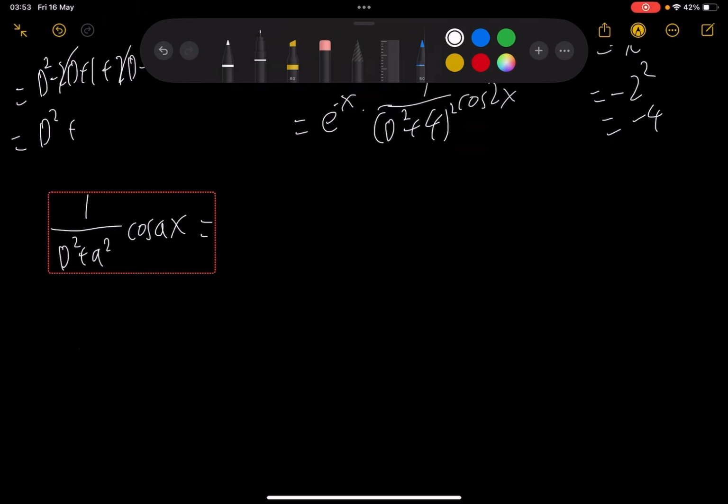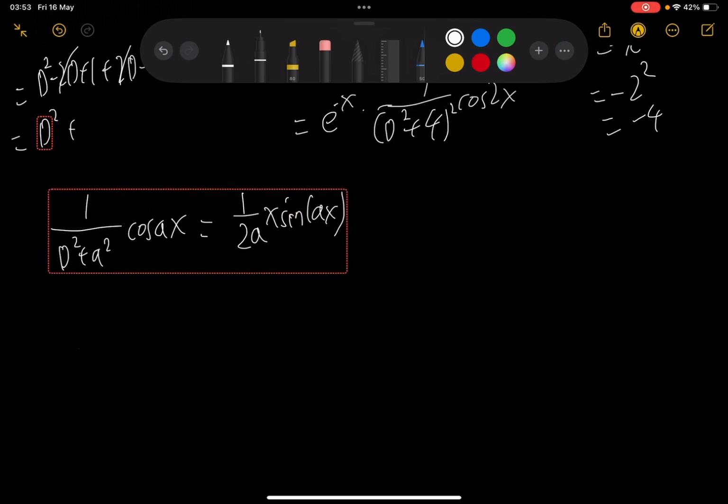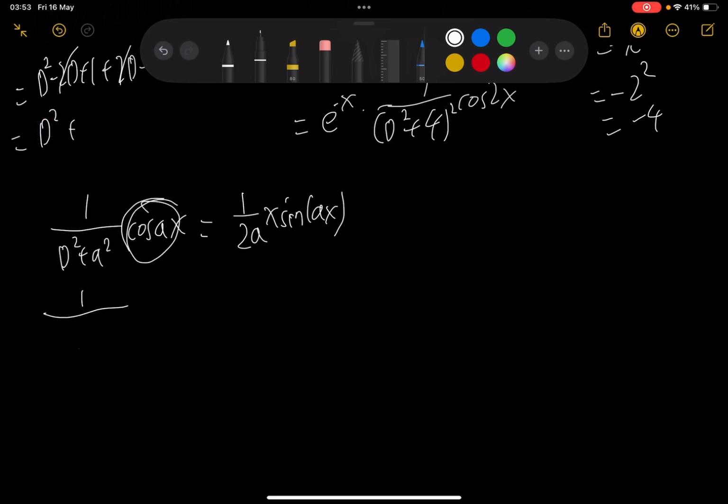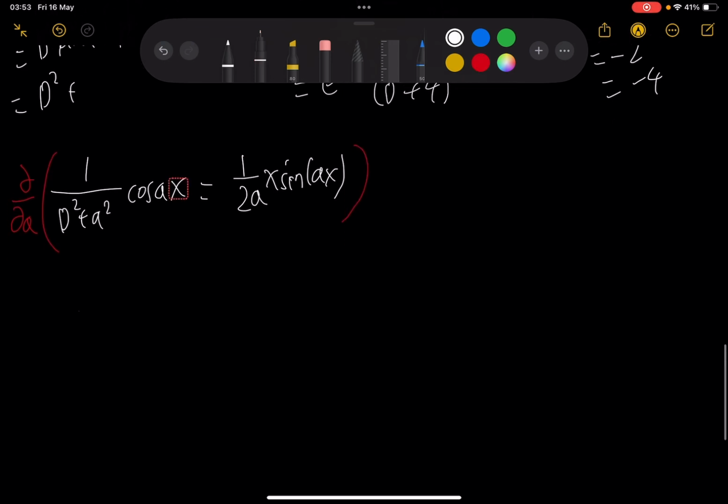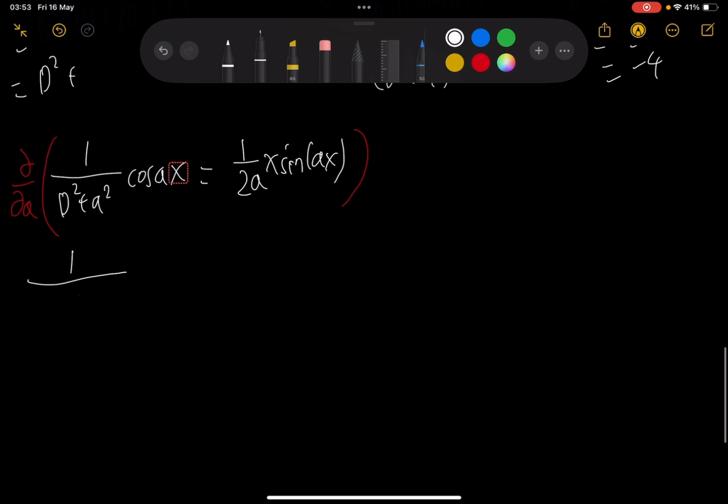Therefore, we are going to use 1 over 2a times x times sine ax. Whenever you are going to do something like that, let's differentiate both sides with respect to a, and ignore this thing. Only take the derivative of this and that. I think we choose a partial derivative. Apply the partial derivative on one side. First thing, you are going to get 1 over D squared plus a squared, squared. First you square that and then take a negative sign.